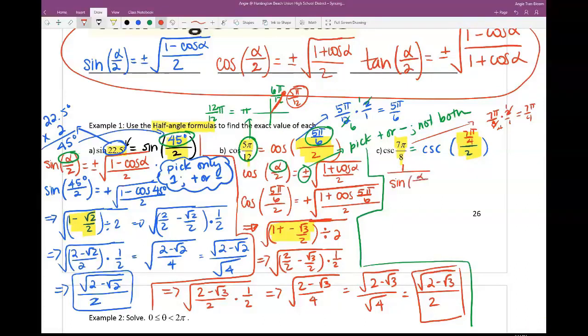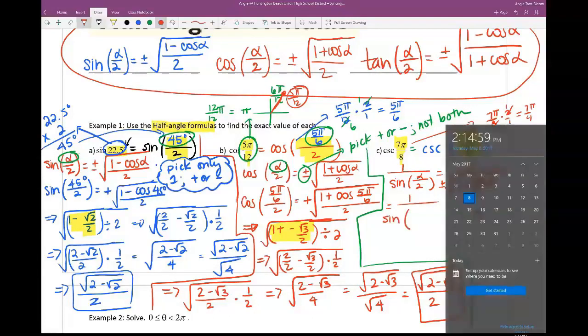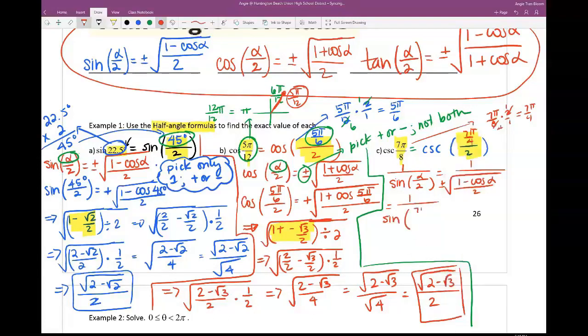1 over sine of alpha divided by 2 equals 1 over big radical. Okay, there's still plus or minus in the front of this radical. 1 minus cosine of alpha all over 2. Then from here, I'm now going to write 1 over sine of, your alpha is 7 pi over 4. So 7 pi over 4 divided by 2. You don't have to do anything here. This is just writing out the formula. This is the part where you have to do something. All right. Oops, I forgot the 1 divided by.